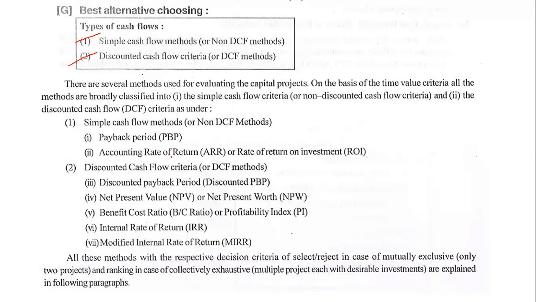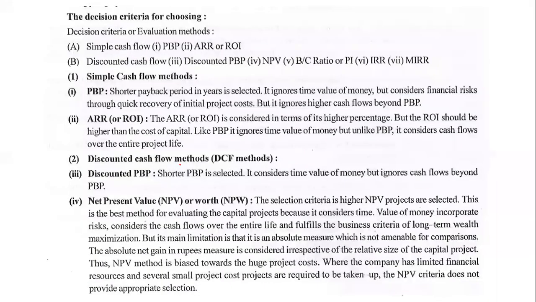Second is the accounting rate of return, which is similar to the payback period, but here we consider the time value of money. Similarly, the third one is the discounted payback period, and this is also selected for a short period of time, and it also considers the time value of money, but ignores the cash flow beyond the payback period. Okay. Then the most commonly used are net present value or net present worth.